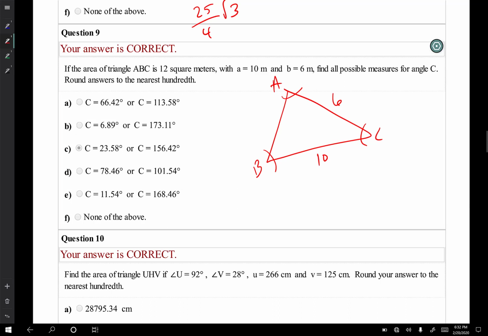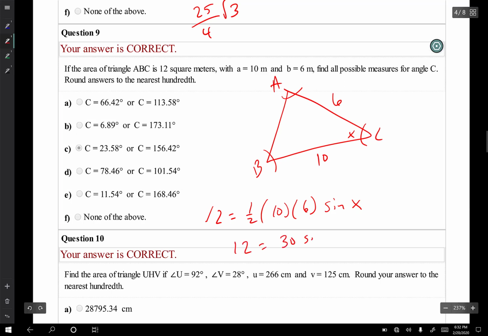So if I want all possible angles for angle C, I'm just going to use my area formula because I want this guy. So I'm going to say x or theta. So I'm going to say 12 equals 1/2 times 10 times 6 times sine x. So let's see. Half of 10 is 5. 5 times 6 is 30, so 12 equals 30 sine x. And then I'm going to divide by 30. So divide by 30, divide by 30.